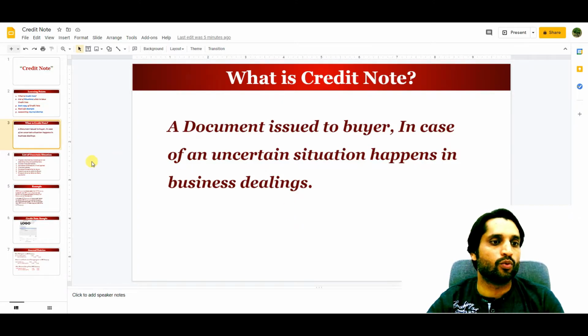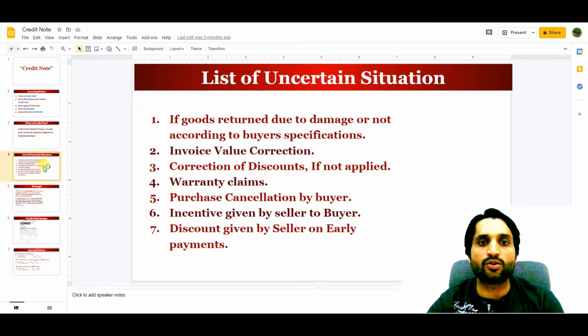Now let's see the situations. What are the situations when the seller is going to issue a credit note? If goods are returned due to damage or not according to the buyer's specifications, when we are selling goods to the buyer, and those goods are either damaged or not according to the specifications which were in our purchase order and asked by the buyer. So this is the first situation. We need to issue a credit note in return of these goods.